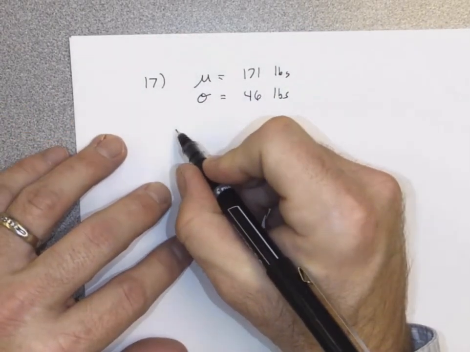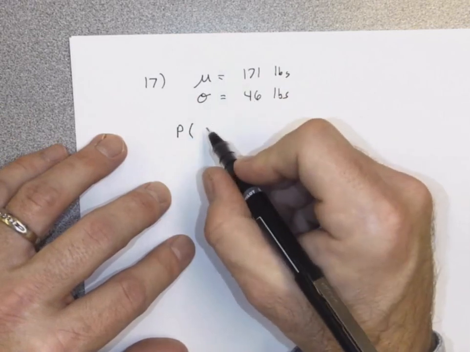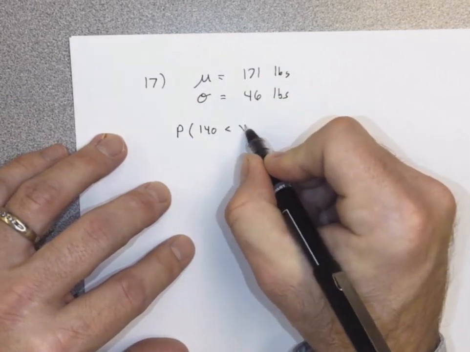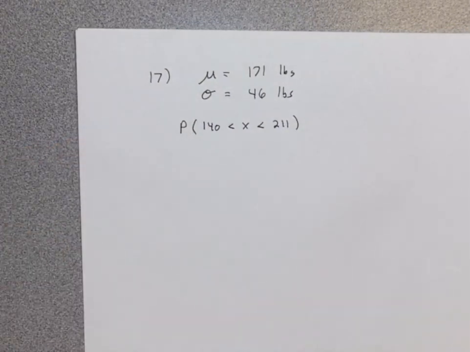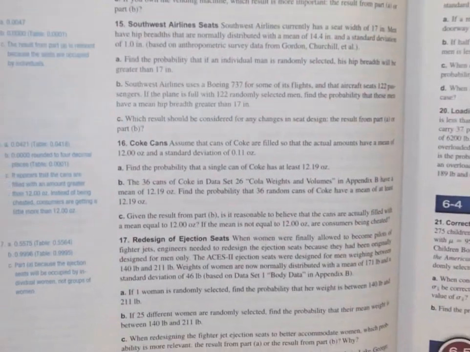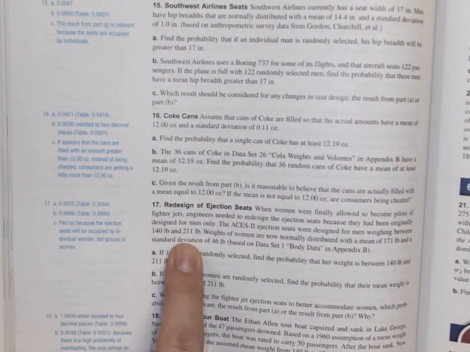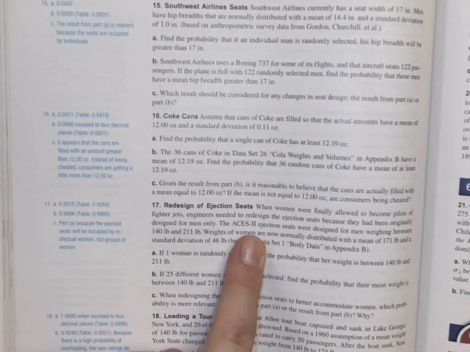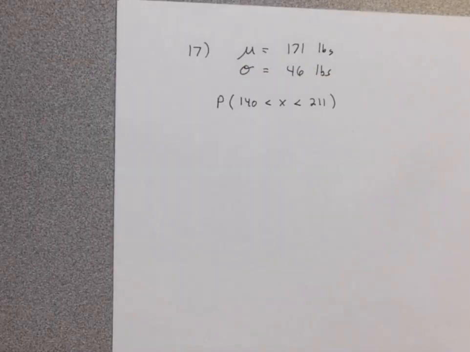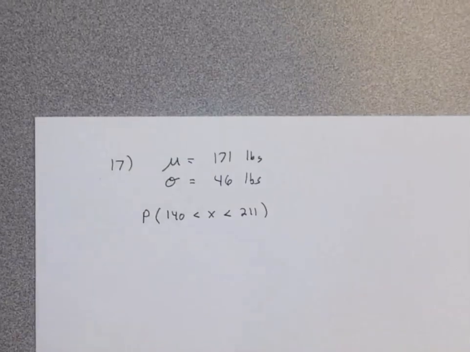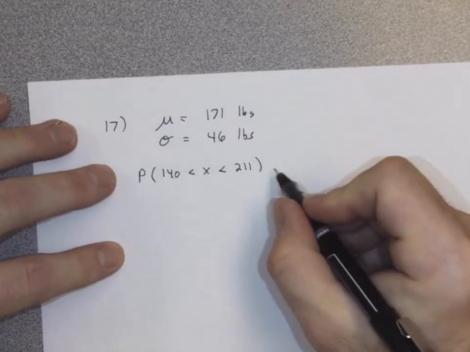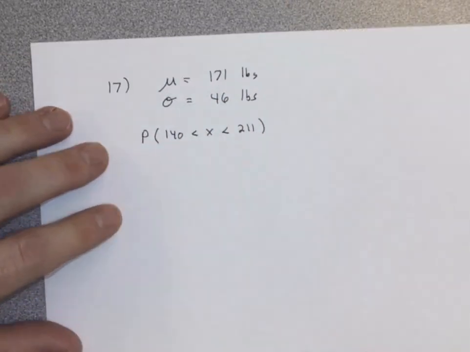So what they're asking is they want to find the probability that this woman is between 140 and 211 pounds. They basically want to know if that seat is going to work. Is that clear? If it's going to fit most women? Because the ejection seat is rated between 140 and 211 pounds. That's what the new seat is rated for. So let's see if we get most women, because that's the goal, right? If we want fighter pilots, we need to make sure they all fit in there, right? All right, so what do I have to do first?